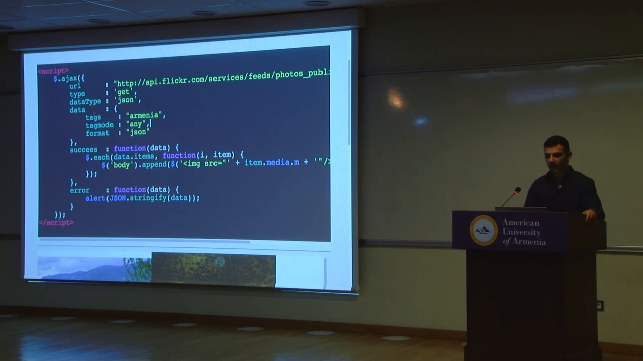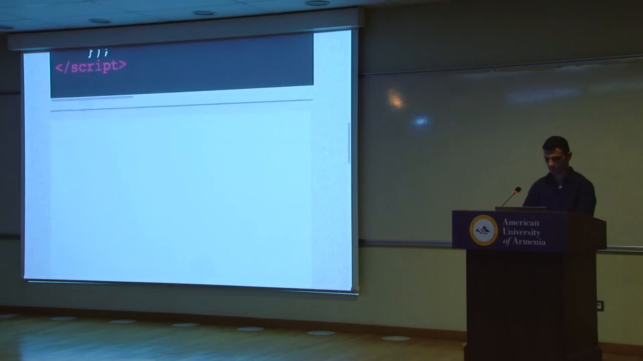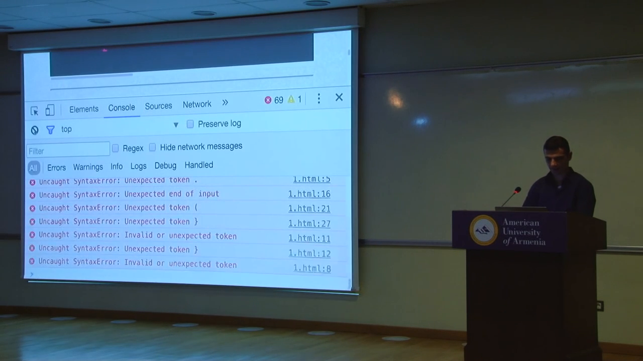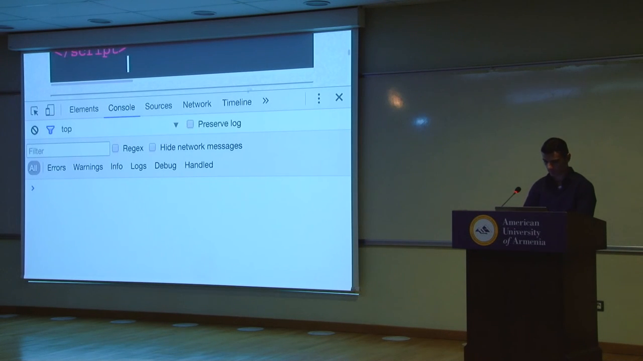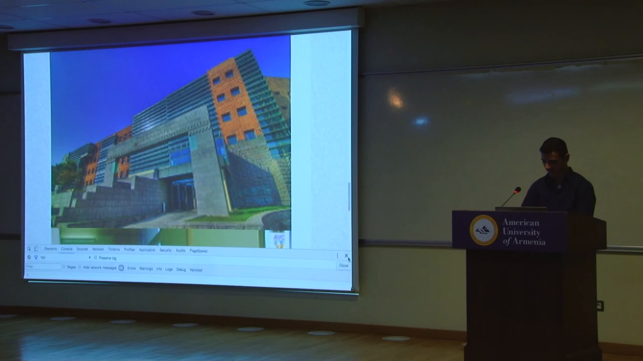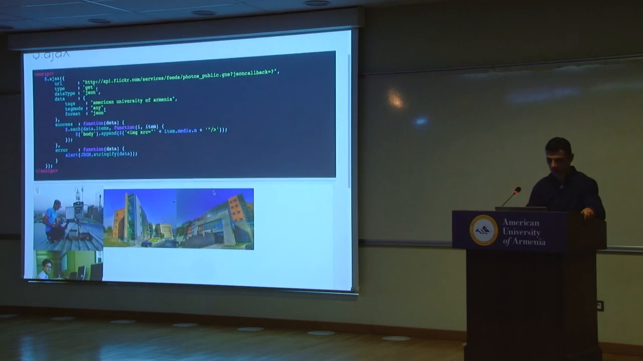All right, so look, here I'm searching for things that have tags called Armenia. Let me search for, give me something else to search for. AUA. AUA is American University of Armenia. How about that? Wait, am I not connected? Oh, wait, what's this? Oh, there's AUA, look. It gave us four pictures. Flickr has four pictures tagged by American University of Armenia. Interesting.